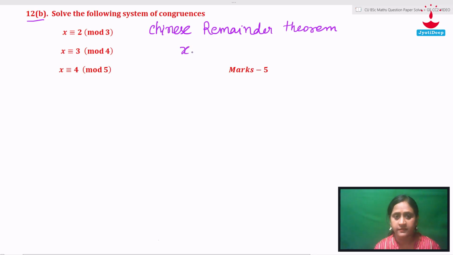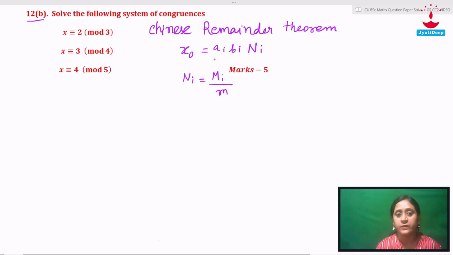Chinese remainder theorem. Okay, so x0 is equal to the sum of ai bi into ni. Okay, and ni is equal to capital Mi by m. Okay, so I am not going to explain the whole theorem, but just a little bit.